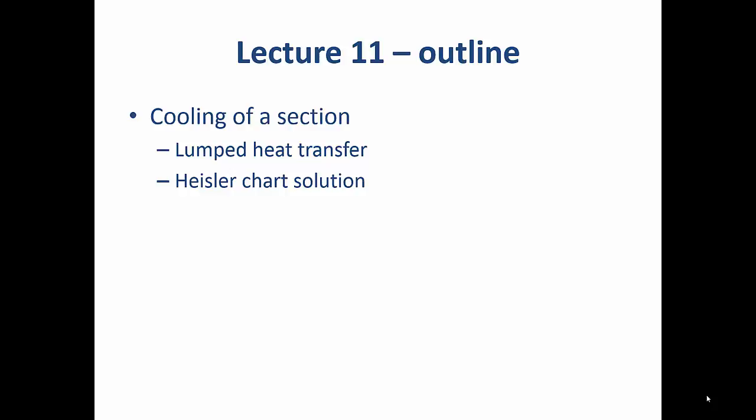I want to continue to talk about systems where convection is important, and basically I want to look at the cooling of a section. First of all, I will do this in the context of lumped heat transfer, which we've already looked at, and then I will go on to what's known as a Heisler chart solution, which, unlike the lumped approach, allows you to determine the temperature gradients in the body that you're dealing with.